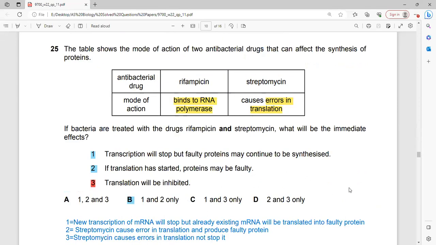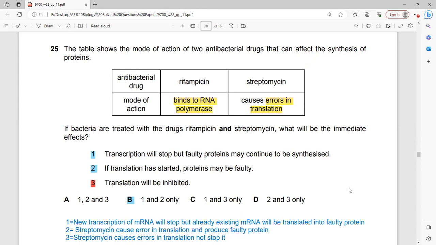Now the table shows the mode of action of the two antibacterial drugs that can affect the synthesis of protein. These antibacterial drugs are rifampicin and streptomycin. Rifampicin binds to the RNA polymerase enzyme and stops transcription of messenger RNA, while streptomycin causes errors in the translation.